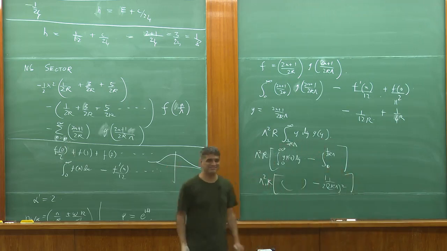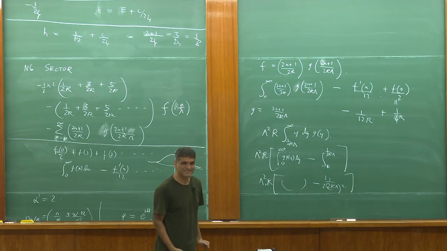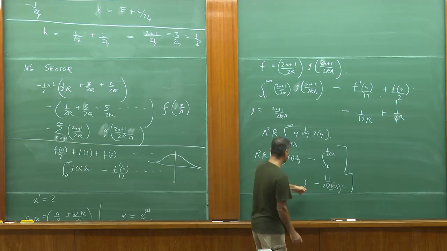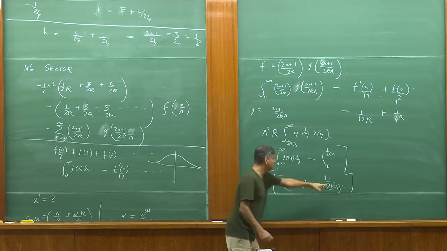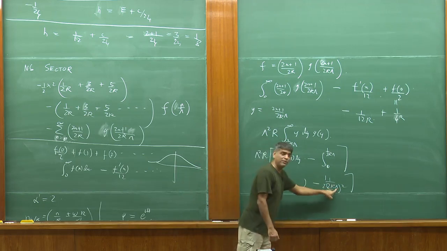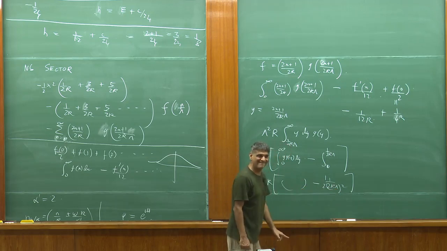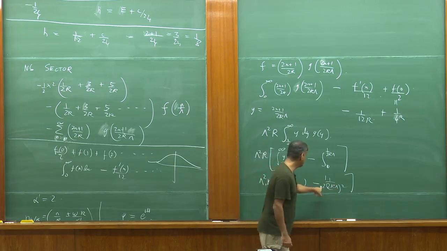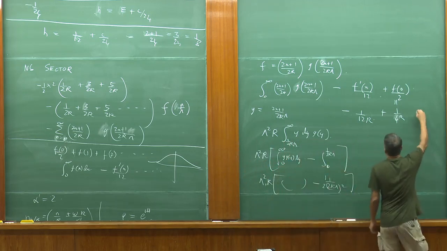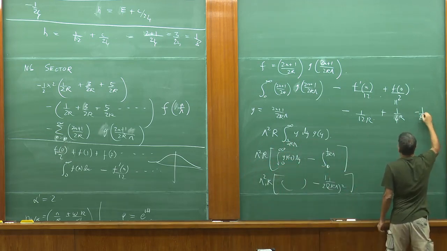Y squared by 2. Is this clear? OK? So apart from the stuff that's absorbed into the local counterterm, we have this extra piece. Now, lambda squared and lambda squared cancel here. R and 1 by r squared becomes 1 by r. And this becomes minus 1 by 8. OK? So we have minus 1 by 8 r.